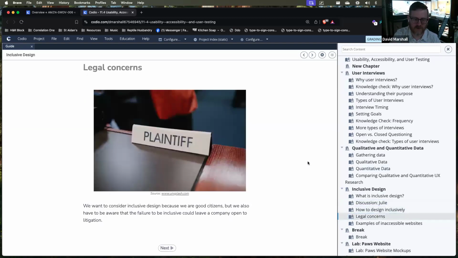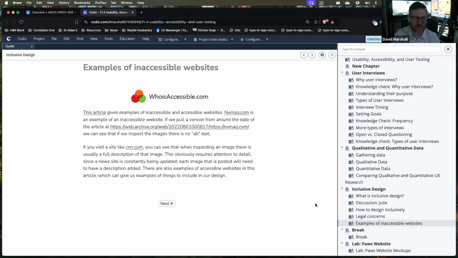Now, when it comes to legal concerns, yes, we should be designing this way because we want people to use our application and not have a bad experience. But there are legal ramifications, largely for willful ignorance. Sometimes there have been lawsuits where people didn't realize it was an issue, but the point is you don't want to leave a company open to that kind of litigation.